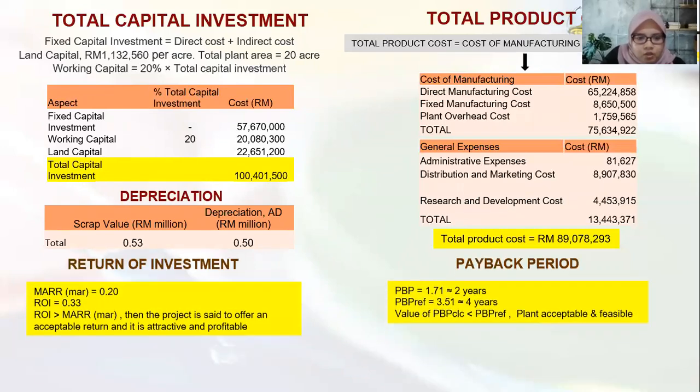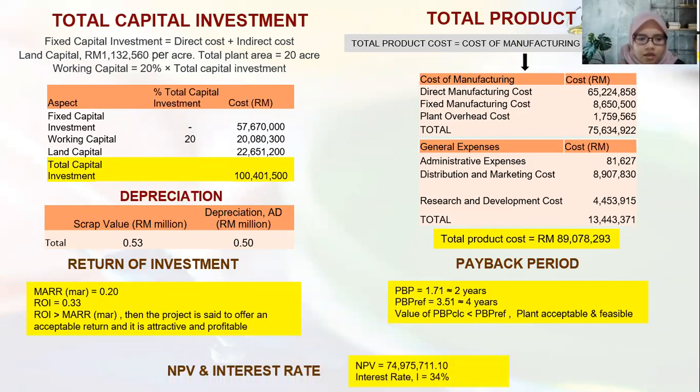And then by using the method that does not consider time value of money, we calculate the return on investment. The MARR is around 20% and the ROI we get is 33%. So the value of ROI is higher than MARR. Then the project is said to offer an acceptable return and it is attractive and profitable.